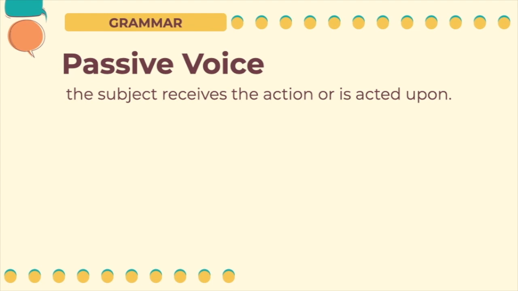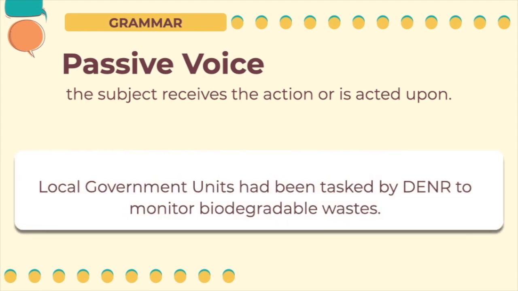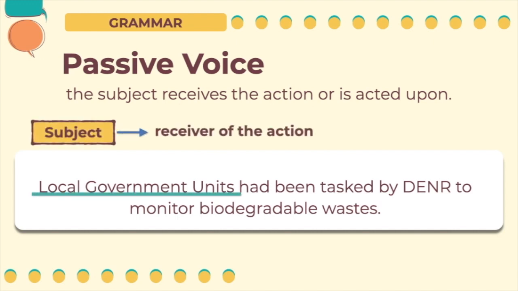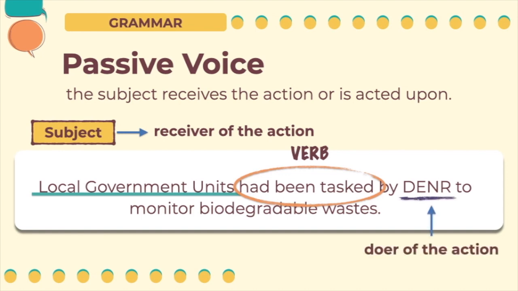Another example sentence. Local government units had been tasked by DENR to monitor biodegradable waste. In this sentence, the receiver of the action is the local government units. The verb is had been tasked, and the doer of the action in this sentence is the DENR. Therefore, this is a passive voice.